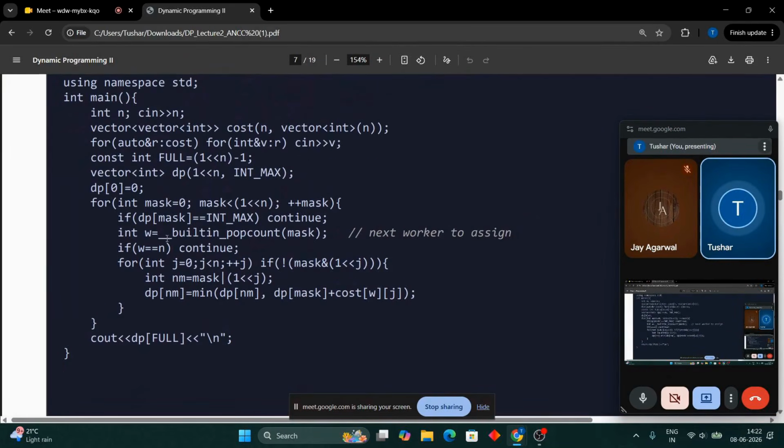And this is kind of a push DP. Basically, we are currently at the state mask, and from this mask we are doing the transition to the new mask. And how are they choosing the new mask? They are choosing a job which is not assigned to any of the workers, and they are minimizing that particular state.